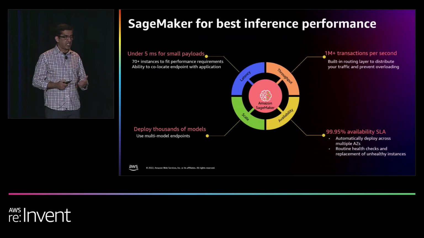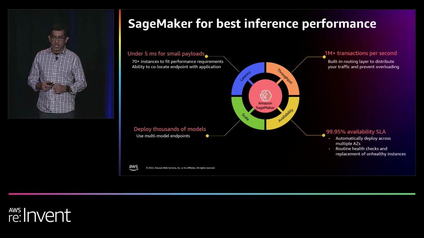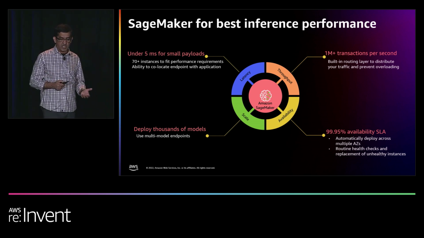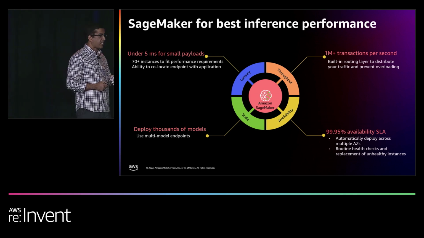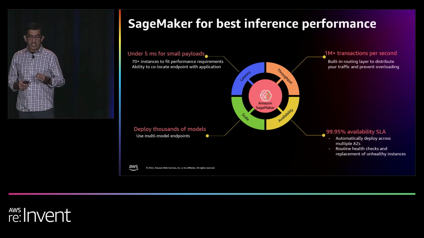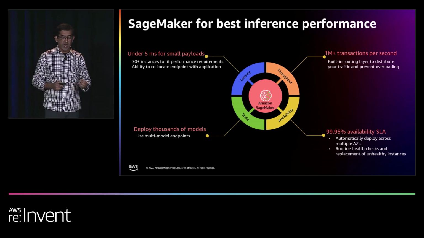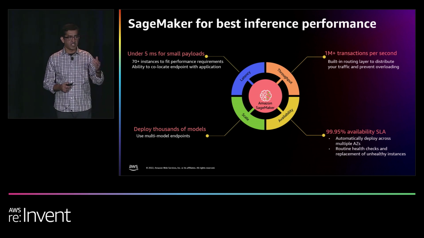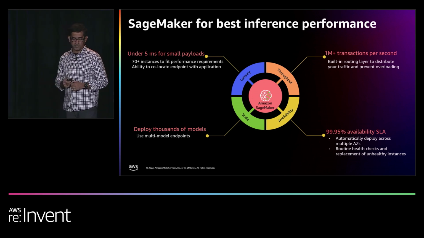Now, let's see how you can get the best inference performance from SageMaker. Let's start with latency. Since SageMaker is a platform that is built for high throughput, scale, and availability, you will often encounter a small incremental latency over and above the time it takes to actually run the inference. But with SageMaker, this overhead latency can be as low as 5 milliseconds for small payloads. And you can further optimize this latency by co-locating the client that is invoking the endpoint in the same availability zone as the endpoint itself.